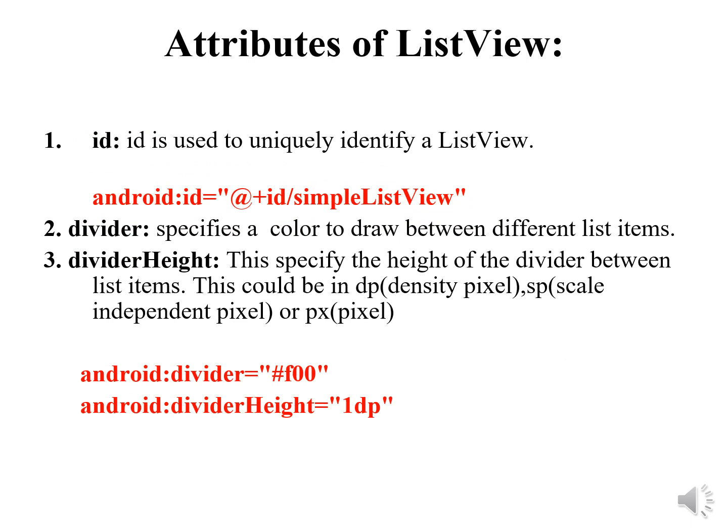These are the most important properties of list view. ID is used for specifying a unique identification for the list view. Divider is used for specifying a color for the divider line so that we can separate different list view items. Divider height specifies what should be the height of the divider line.